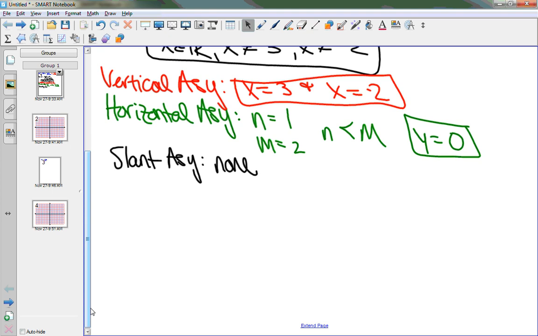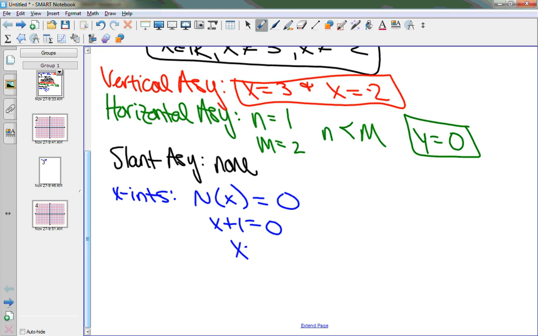Now what do I need to find? My x-intercepts. So how do I find my x-intercepts? I take my numerator and I set it equal to 0. So what's my numerator? x plus 1 is equal to 0, so x is equal to negative 1. Is that the form that I want my x-intercept in? No. What's the form I want my x-intercept in? An ordered pair of points. So what's the ordered pair? Negative 1 comma 0. Very good.